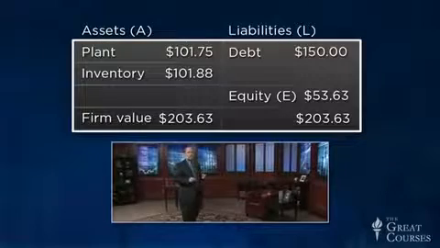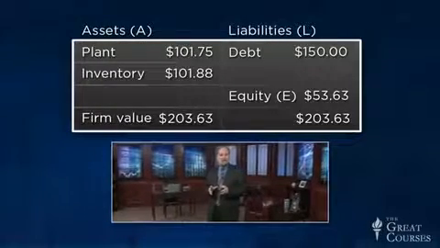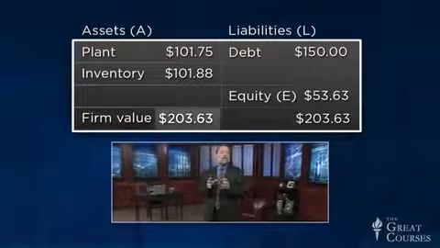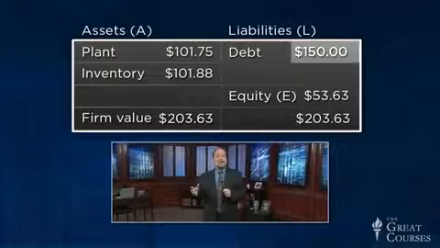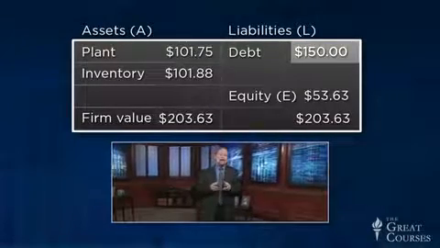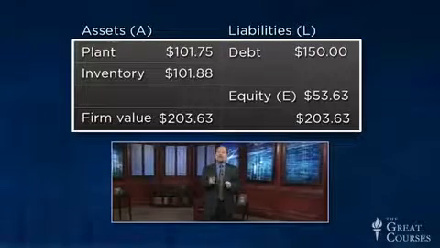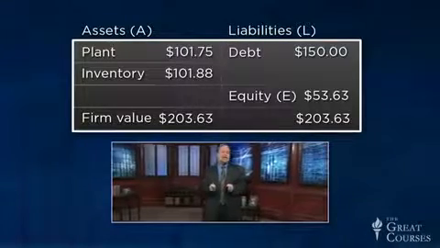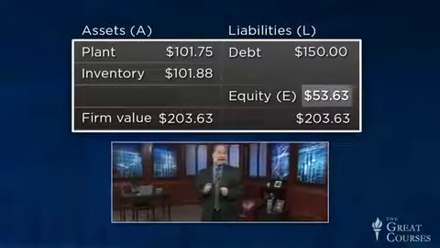What's the equity worth? It's worth the difference between the value of the firm's assets, which is what? 203.63 million, and the value of the debt, which is 150 million. Thus, the initial investment of 50 million by the entrepreneurs of the firm is worth what? 203.63 minus 150. It's equal to 53.63 million.